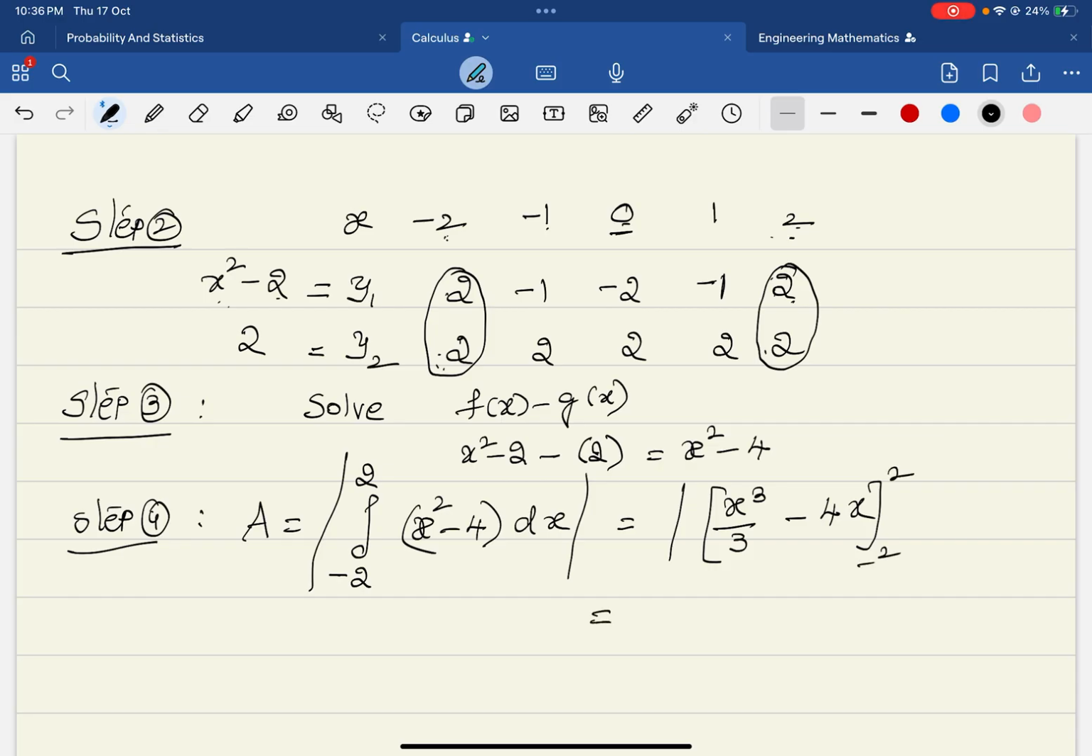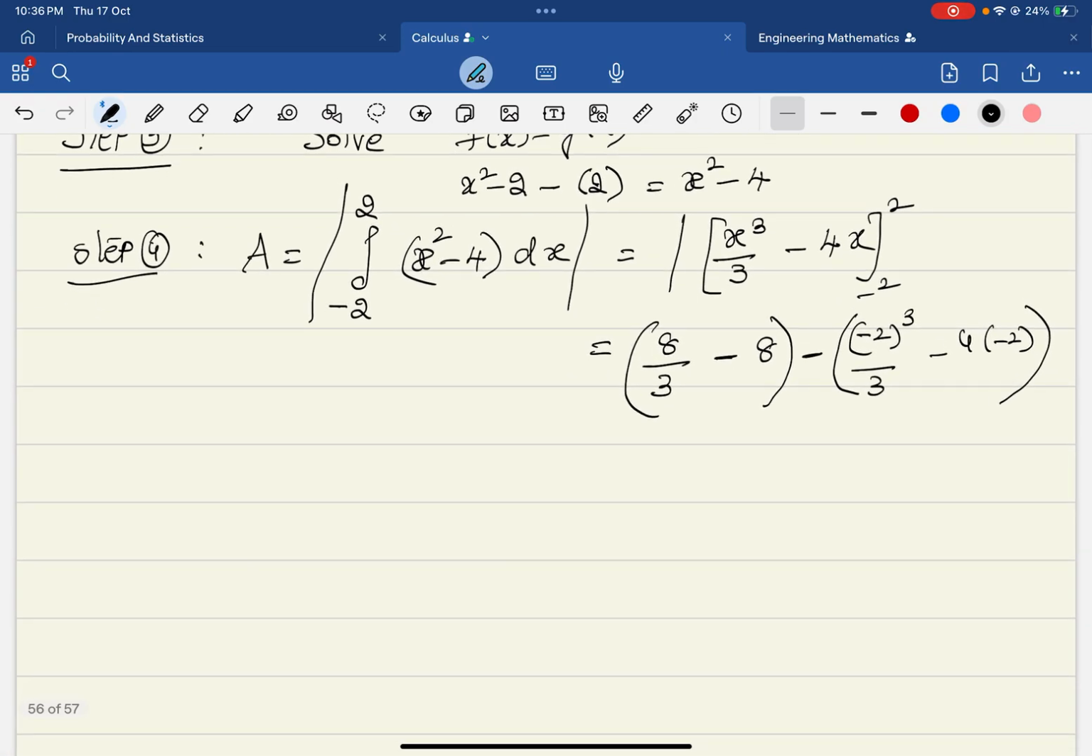So now what does it give you? Upper limit 2 cube by 3 minus 4 into 2, that is 8. So the upper limit is over. Now minus the lower limit, that is minus 2 the whole cube over 3 minus 4 times of minus 2. So this is what we get.